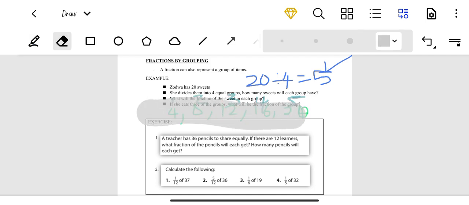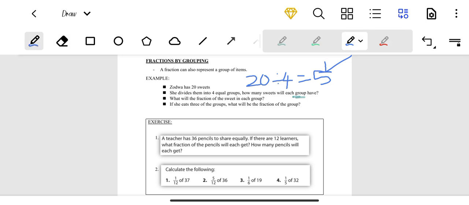Jumping to the next one, it says, what will the fraction of the sweets in each group be? To determine the fraction of the sweets, you look at the sweets now. How many sweets does each group have? Each group has 5 sweets. Over how many sweets are there? We have 20 sweets. The next thing that you do, you're going to divide by the common factor of both sides, of both 5 and 20.